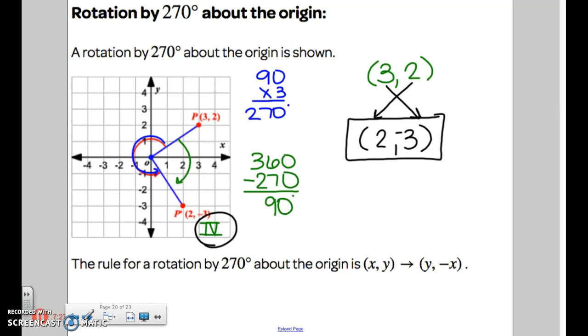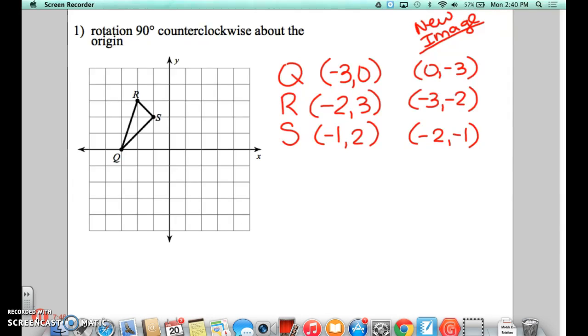Now there are 3 examples on your paper, one for a 90 degrees counterclockwise rotation, one for a 90 degrees clockwise, and one for 180 degrees. Try these at this time and then restart your video to see if your answers are correct. Let's check to see how you did on these 3 examples.